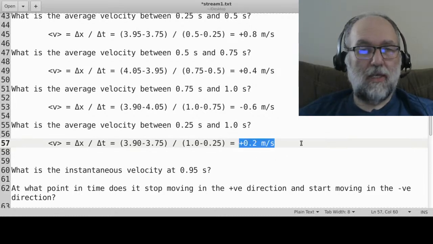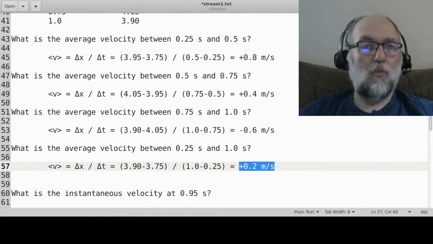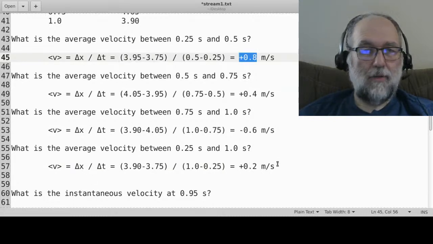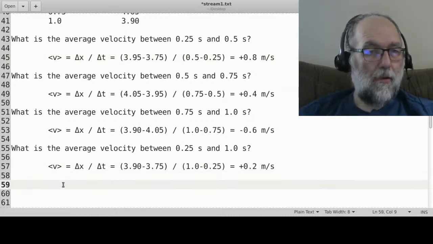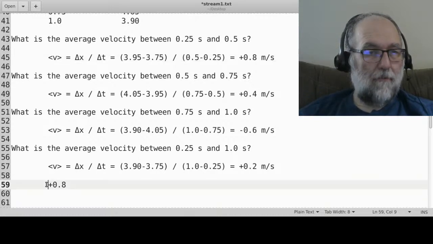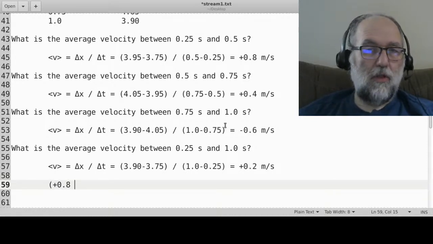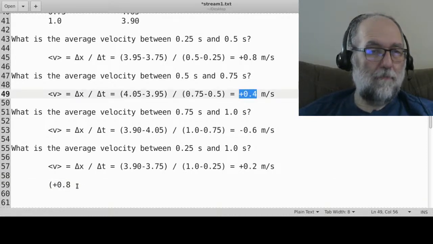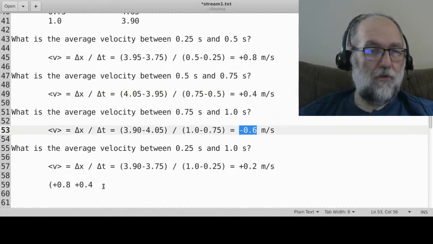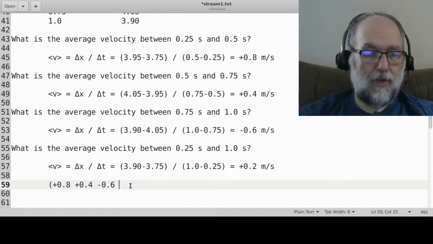Now, the reason this is interesting is because you could actually get that answer in a different way. Look at what your velocity was during the first quarter of a second. It was 0.8. Let me write that down here. And then during the second time interval, it was 0.4 meters per second. And then during the third quarter of a second, it was that.